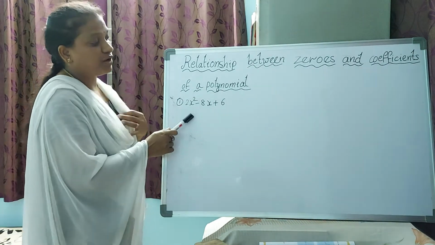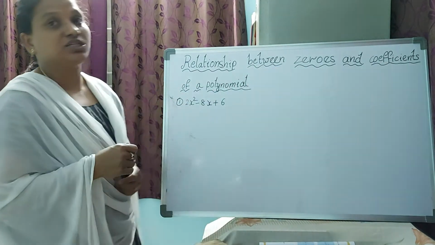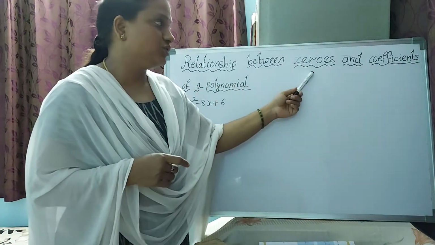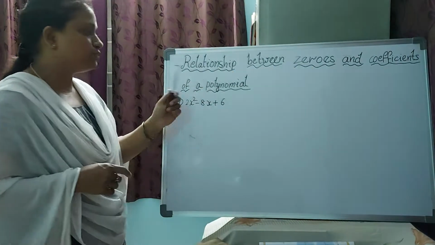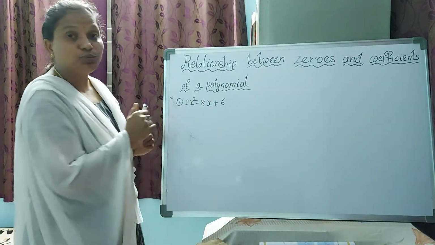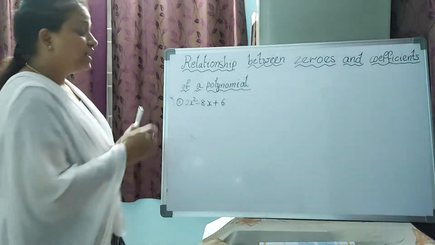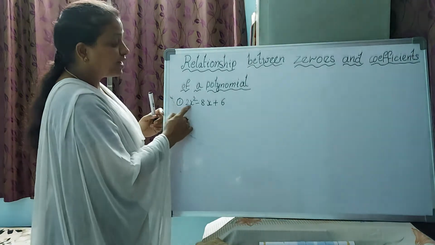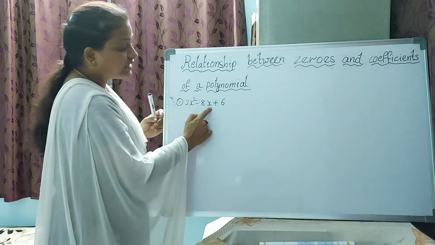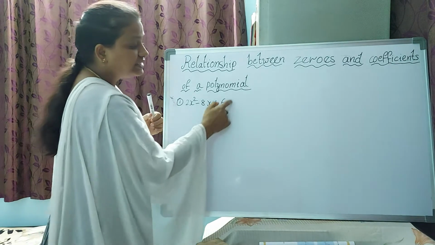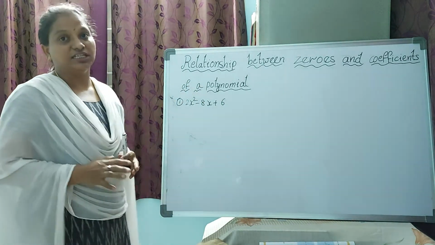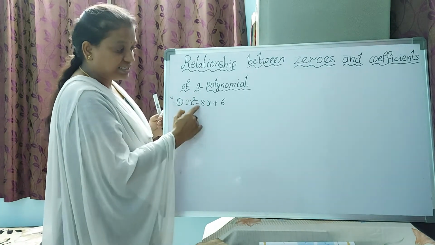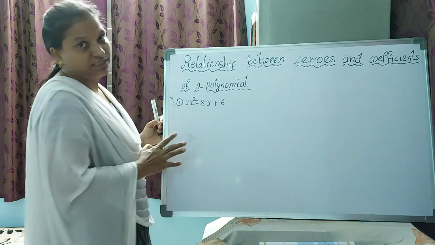In this quadratic polynomial, how do we find the zeros? First of all, the topic is the relationship between zeros and coefficients of a polynomial. This is a quadratic polynomial. What are the coefficients first? The x square coefficient is 2, the x coefficient is 8, and this is the constant term, 6. It never changes.